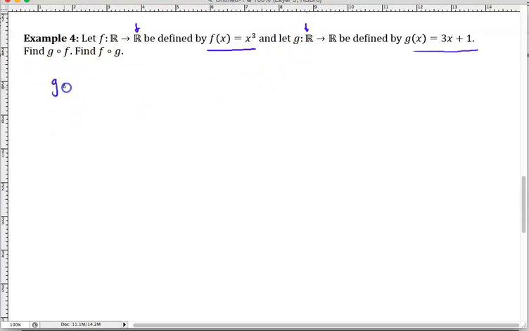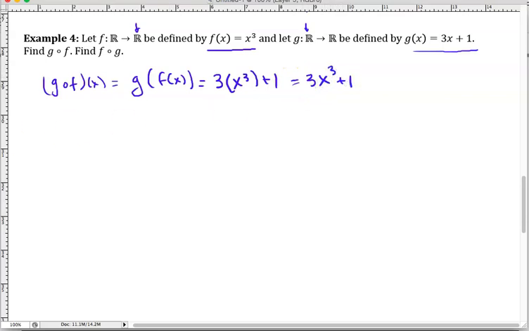Okay? So g of f of x means that we are plugging f into the g function. So the g function is 3x plus 1, but x gets replaced by the f function. So we just get 3x cubed plus 1. Right? And the f of g function, we have f of g of x. g gets input into the f function. So my f function is x cubed. So when I replace x by the g function, I get (3x plus 1) cubed. And I'm not going to expand that out.